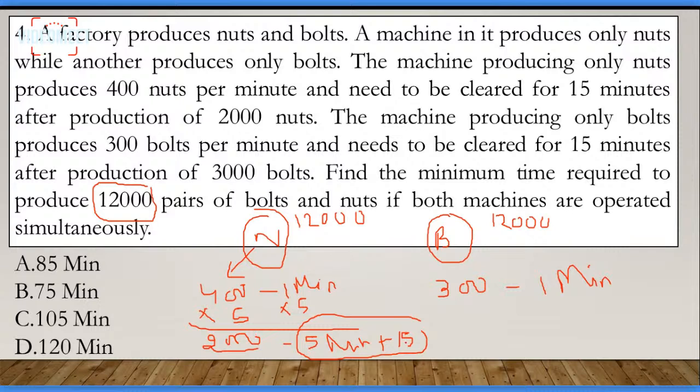Yes or no? Fine. Similarly, in the bolt part, it requires 15 minutes after production of 3000 bolts. If we want to produce 3000 bolts, it requires 10 minutes, because 3000 is 10 times 300. Fine. And after production of 3000 bolts, it requires an extra 15 minutes for cleaning the machine. That means it takes 25 minutes to produce 3000 bolts. Fine. Is it clear to everyone?